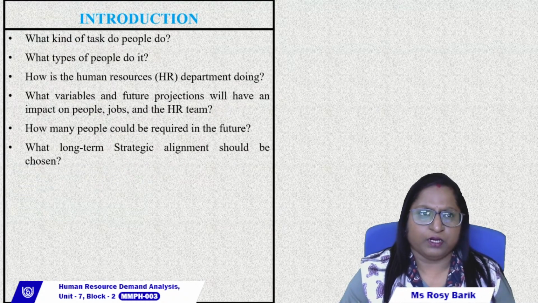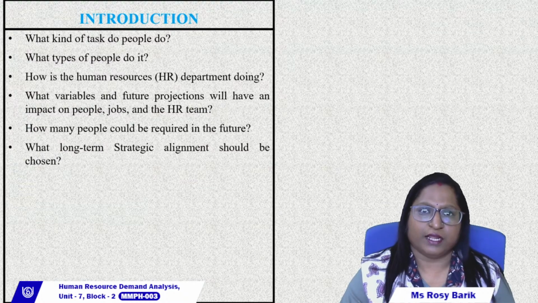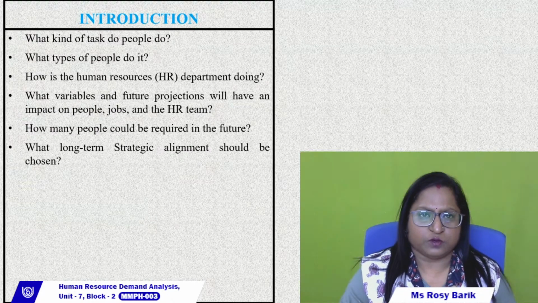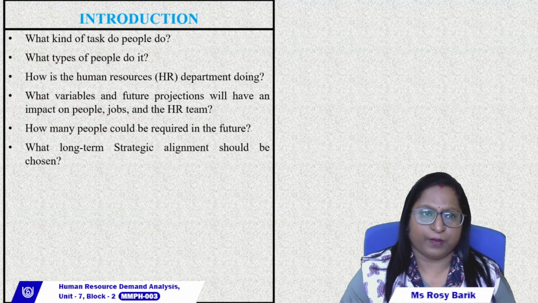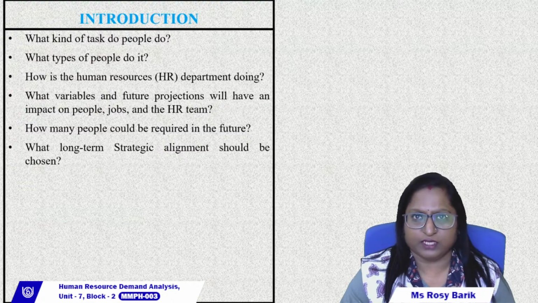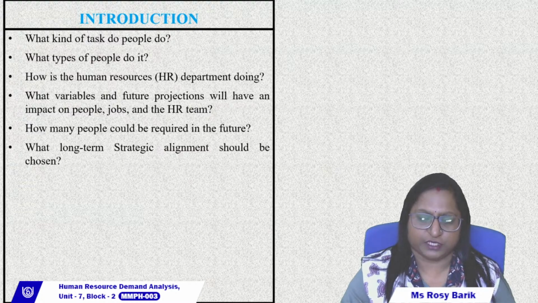So, what kind of tasks do people do in the organization? That means we can find out the different tasks they are doing in the organization. What type of people do it? Like we can say the skills. How is the human resource department doing? What variables and future projections will have an impact on people, jobs, and the HR teams? What are the factors affecting the people while they are working in the organization? How many people could be required in the future? That we can find out through forecasting demand, or demand forecasting, you can say. How should long term strategic alignment be chosen?